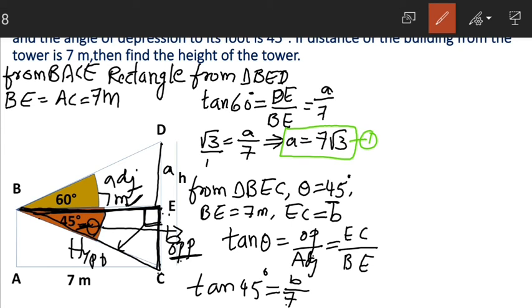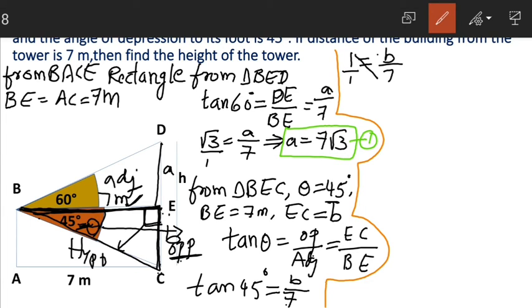Now just recall the tan 45 degrees value, that is 1. So 1 is equal to b by 7. 1 is nothing but 1 by 1. Just do the cross multiplication: 1 into 7 is equal to b into 1. That means we get b is equal to 7. Let it be equation 2.